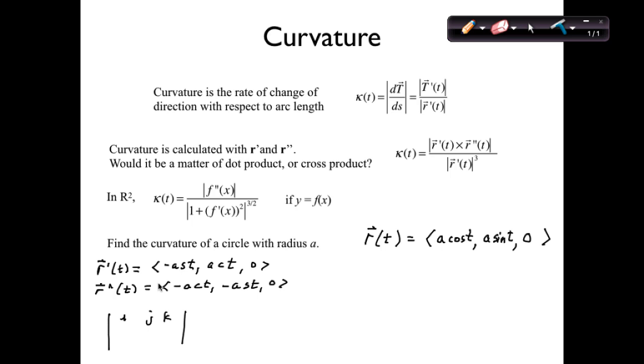i, j, k; negative a sine t, a cosine t, 0; negative a cosine t, negative a sine t, 0. Cross product. Because of these zeros, the i and j components will be 0, and the only thing I'll get is a k component when I do the cross product. So the k component will be, looks like, positive a squared sine squared.